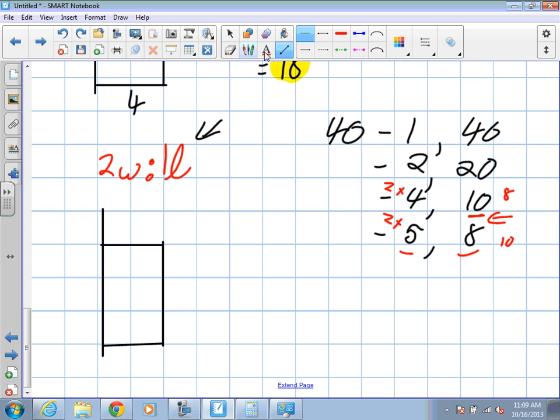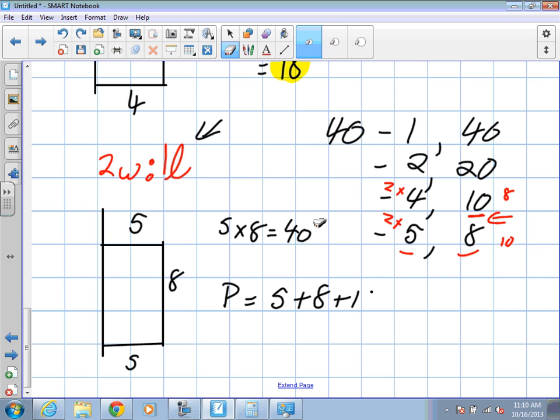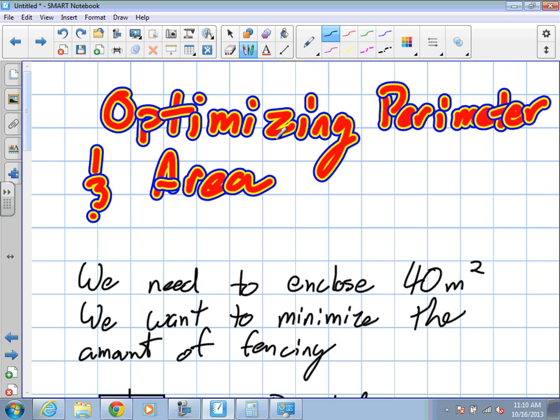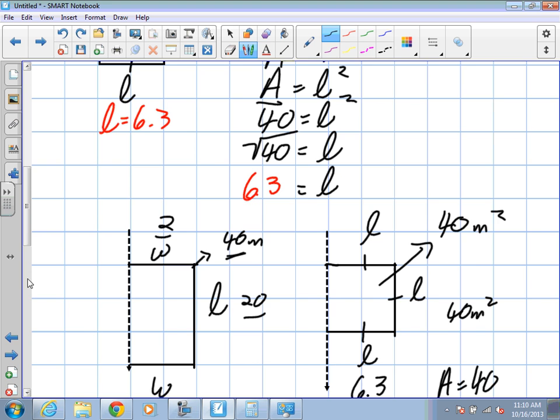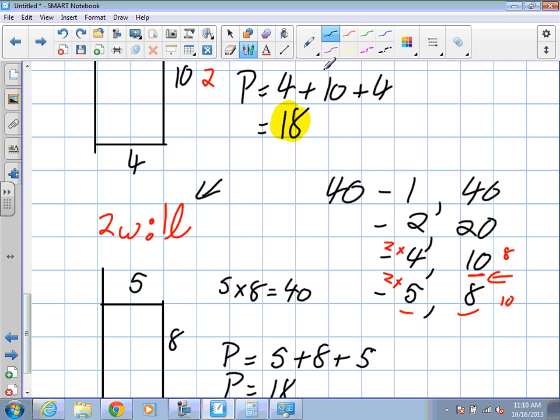5 by 8. We know 5 times 8 is 40, so that fulfills our area. And our perimeter, we'd have to add them together. What is 5 plus 8 plus 5? 18. Was that exactly the same as before? Yeah, it was 18. So we know now that our best scenario is going to be in between here, somewhere between 4 and 5.